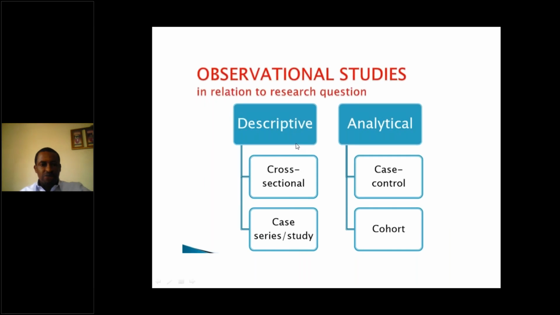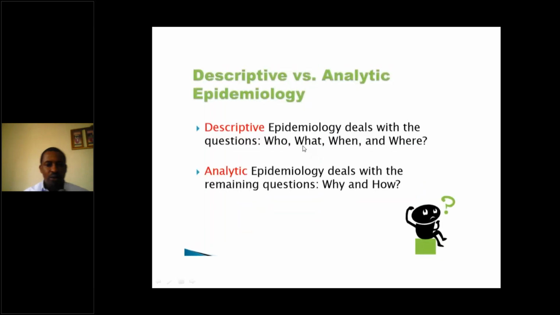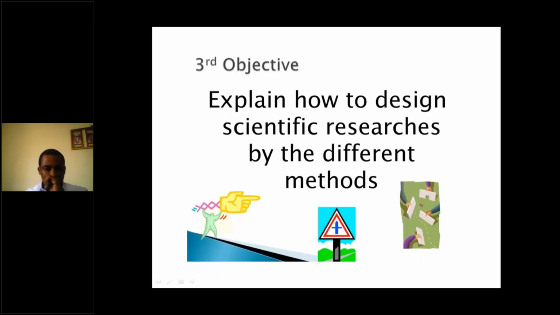So in descriptive, take note, we are looking at cross-section and case series. In analytical, we are looking at case control and cohort. When looking at a descriptive study, we are looking at who, what, when, and where. If we are looking at an analytical study, we are looking at why and how. So the third objective is what I just mentioned now.